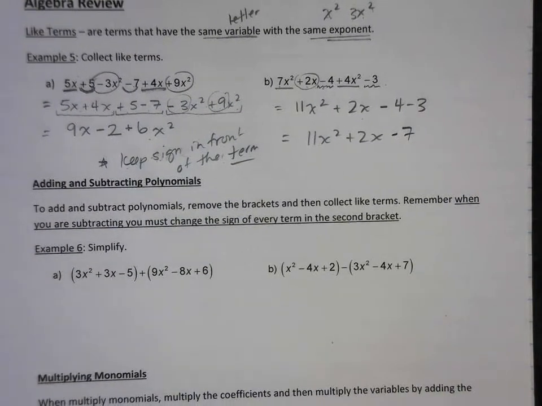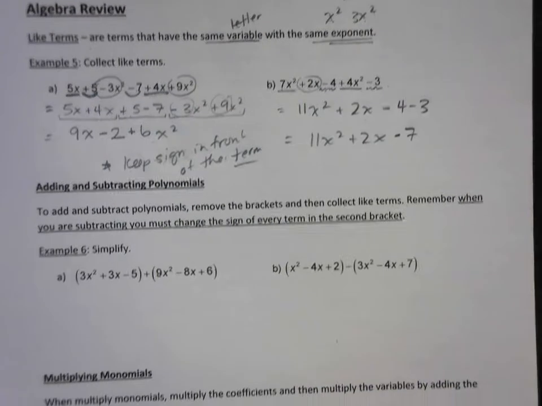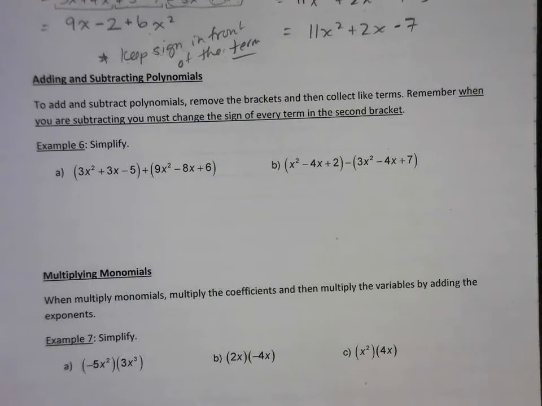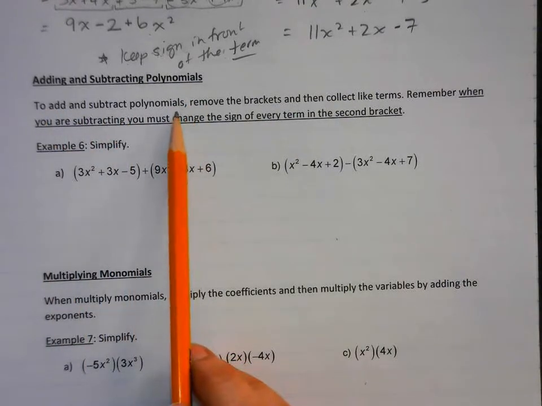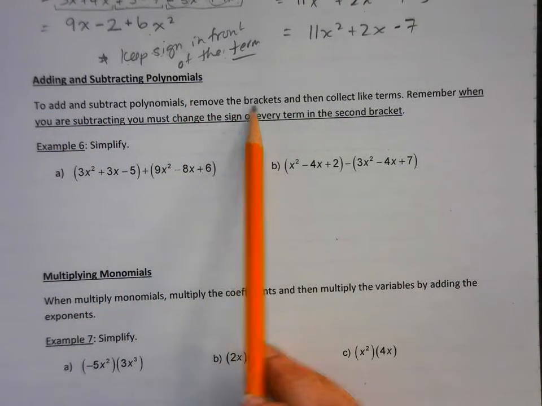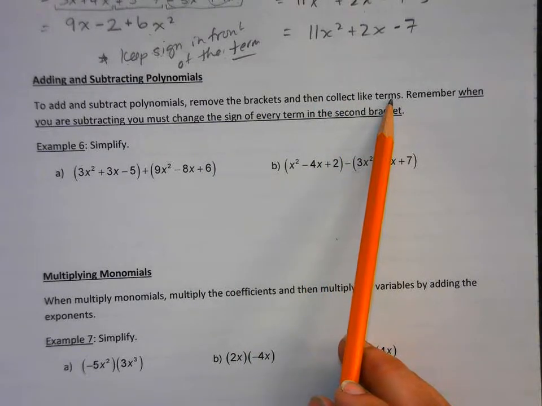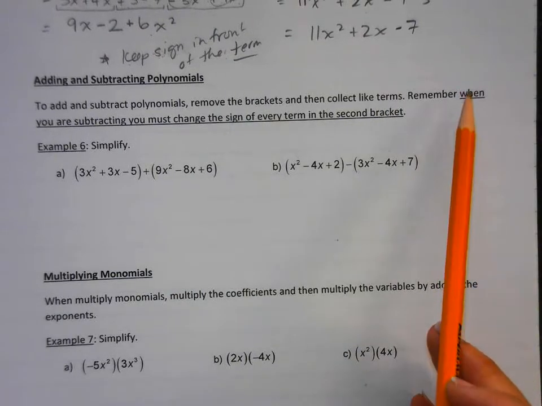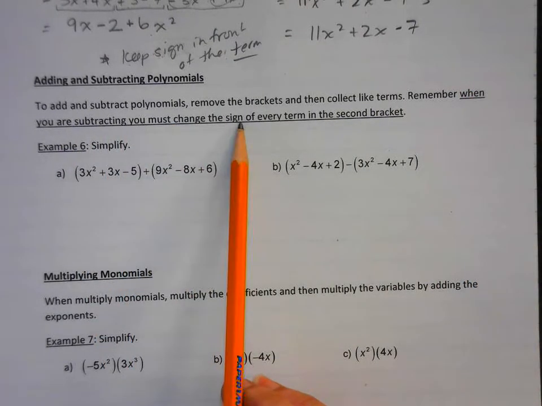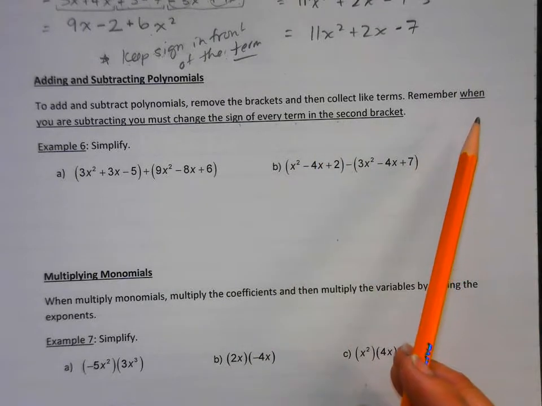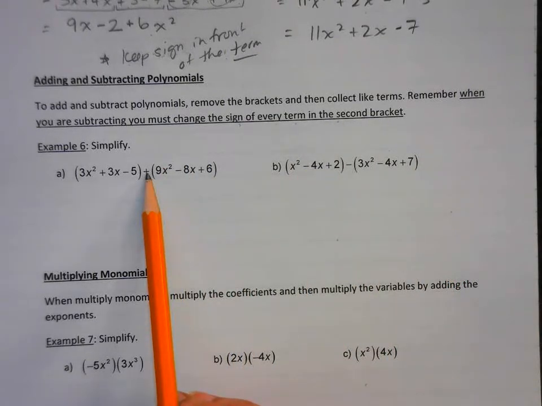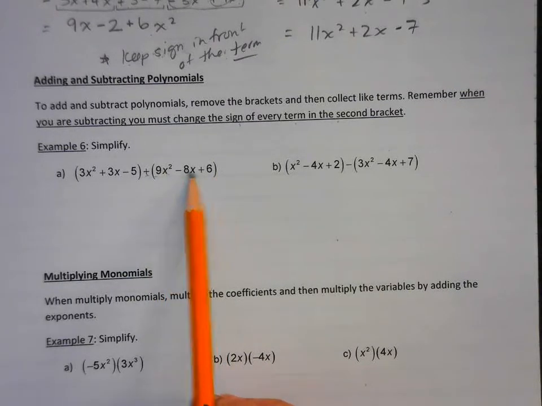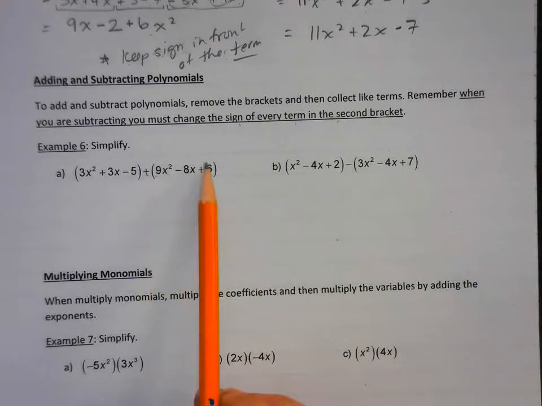Now, we're going to go on with adding and subtracting polynomials. The difference here is we're going to have a bunch of brackets. So to add and subtract polynomials, we need to remove the brackets and then collect like terms. Remember, this is something we did from the previous page, page 5. When we subtract, we must change the sign of every term in the second bracket. So what that means is this sign applies to every term. Right here there's 3 terms. 1, 2, 3. So that addition applies to every single one.